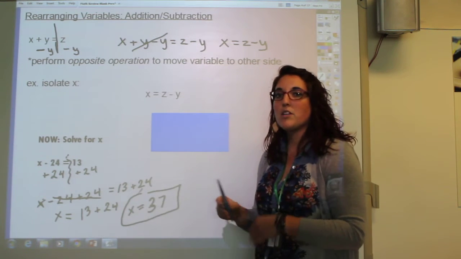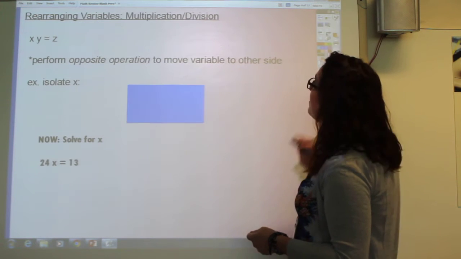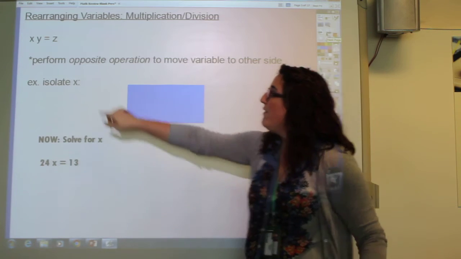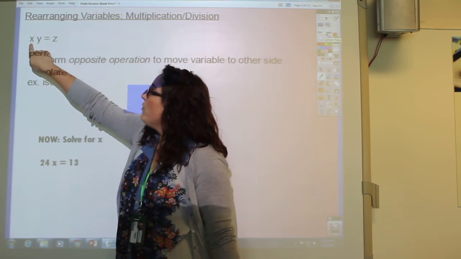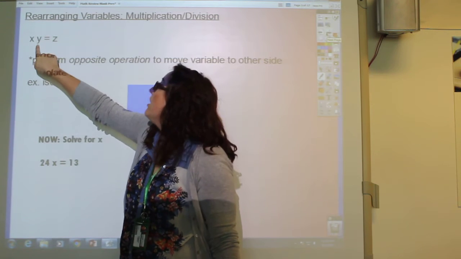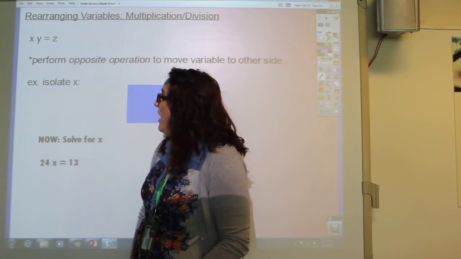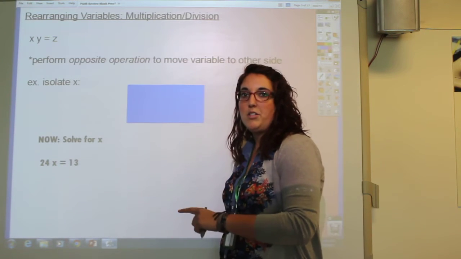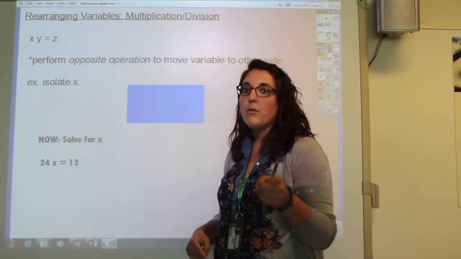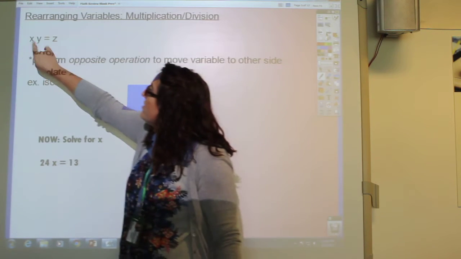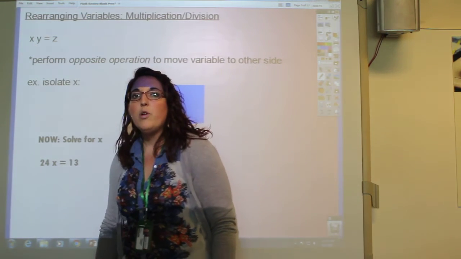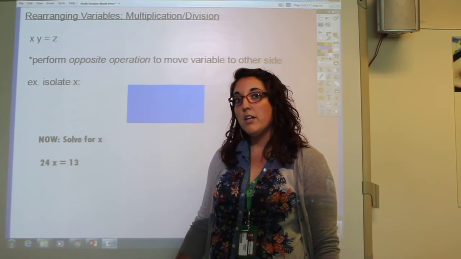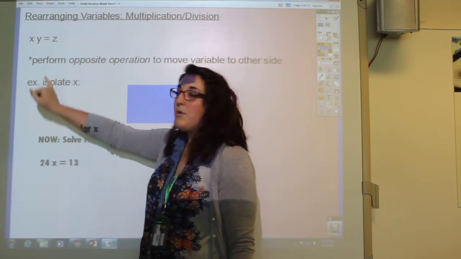Now, that's addition and subtraction. Let's look really quick at multiplication and division. So this is another 3-variable equation here, where we have one variable multiplied by another variable equal to the third variable. Okay? So, same rule applies. Opposite operation. So if we are multiplying, you got it, we're going to have to divide. So in this case, x times y, if we want x by itself, we're going to have to divide by what? Divide by y on both sides of the equation.